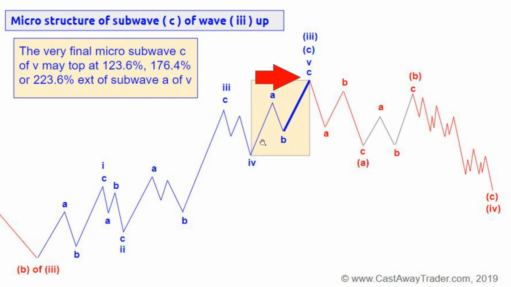What we normally do is measure the distance covered by subwave A and project it from the bottom of a corrective subwave B. Normally that subwave C relates to subwave A as 123.6%, 176.4%, or 223.6% of subwave A. Those three extensions become our most important levels of resistance, which we would closely watch.